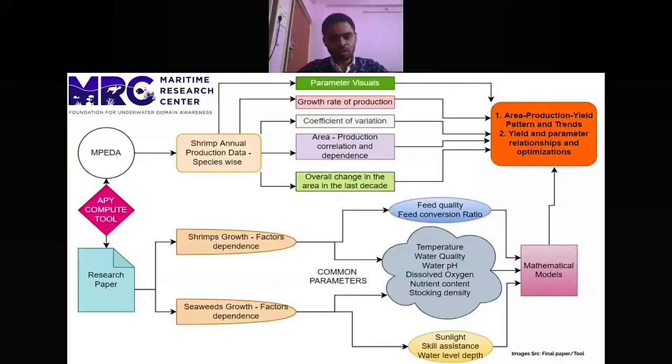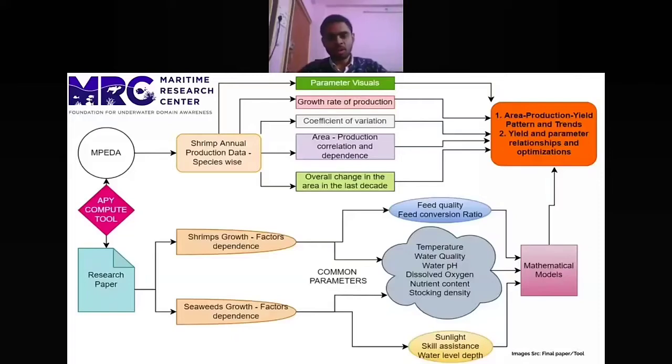That is the parameter visuals. The second thing is the growth rate of production. If the growth rate is positive, it indicates that the farmers are willing to enhance their production. If the growth rate is negative, it means that in future we can see a declining trend of production. Then the coefficient of variation. It is important to understand how stable the production, the area, or the productivity has been in the last decade, because if the variations are too high, that means the industry in that region is not stable. This is another mathematical parameter we are working upon.